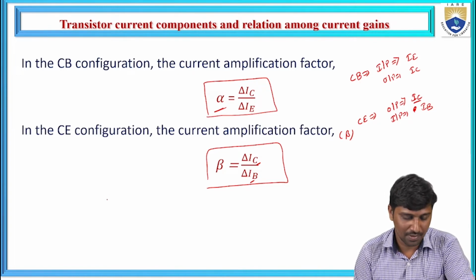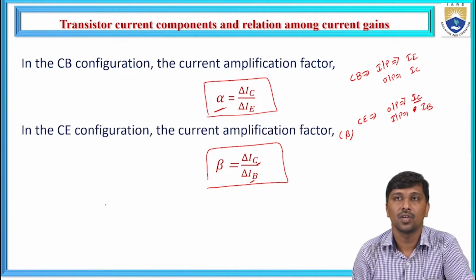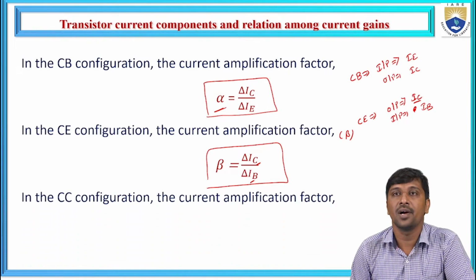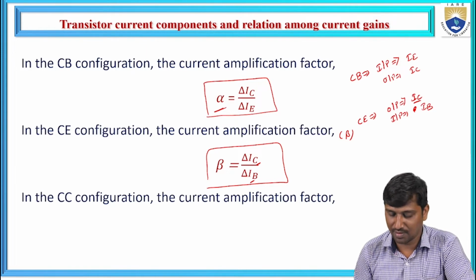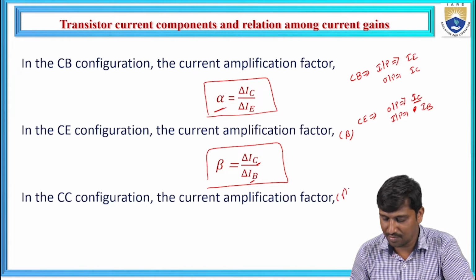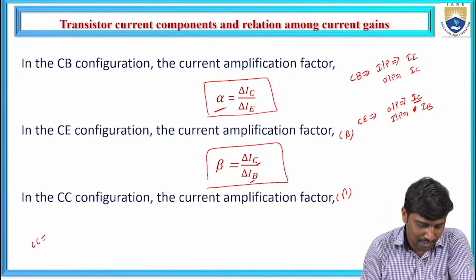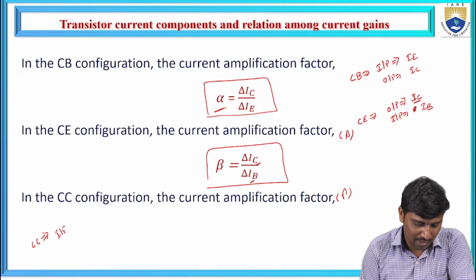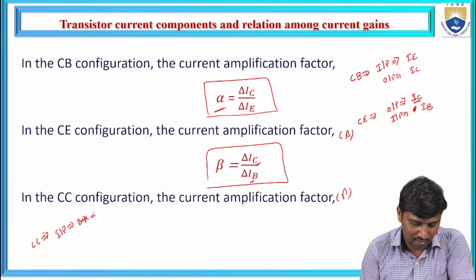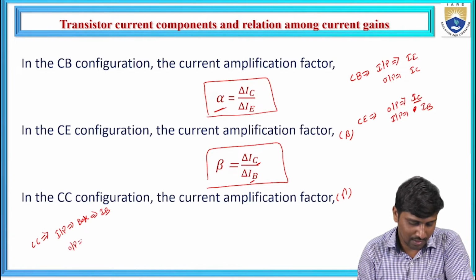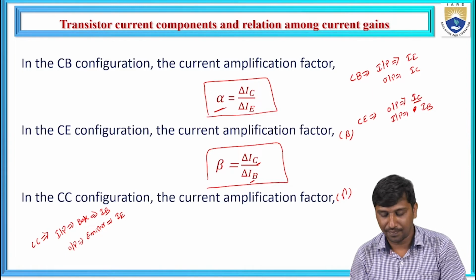Similar to that, we have another configuration, that is the common collector configuration. In the common collector configuration, the current amplification factor or DC current gain is defined by gamma. If you observe this CC configuration, the input terminal is the base, so the current flowing across the input terminal is the base current. In this common collector, the output is the emitter, so the output current across the terminal is IE.